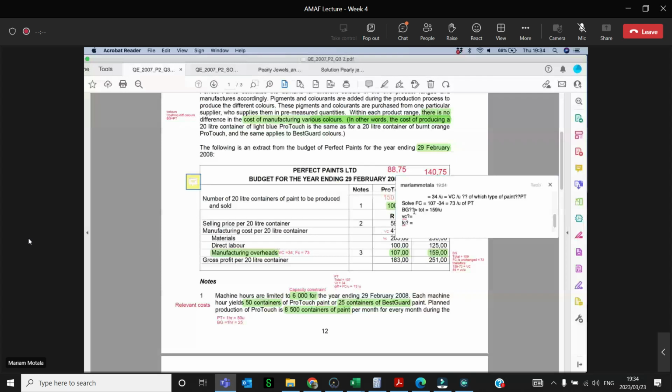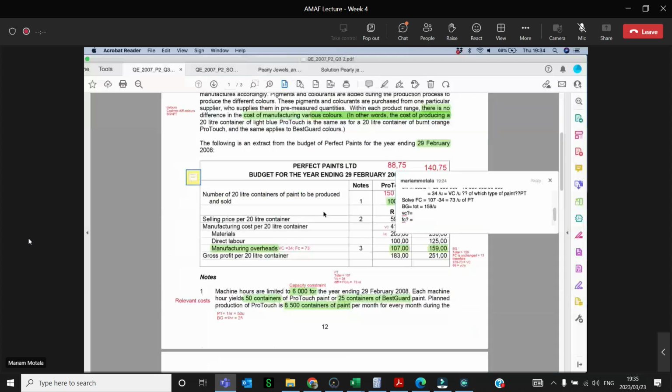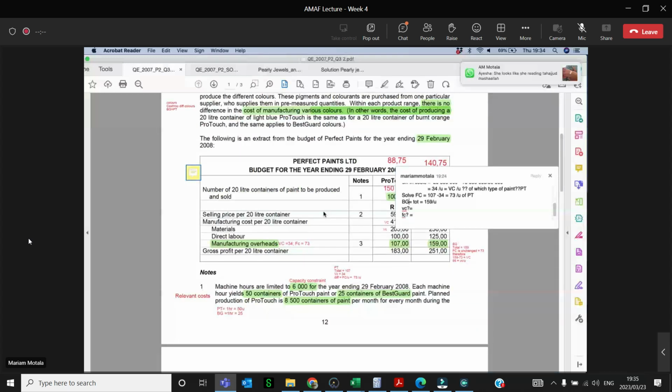Can the variable cost of Pro Touch be the same as Best Guard? That's what you need to consider based on the fact that they require more additives. They require more labor time. Can their variable cost of overheads be the same? That's your first question to yourself. And secondly, how will you then split your costs? What would you then deal with?